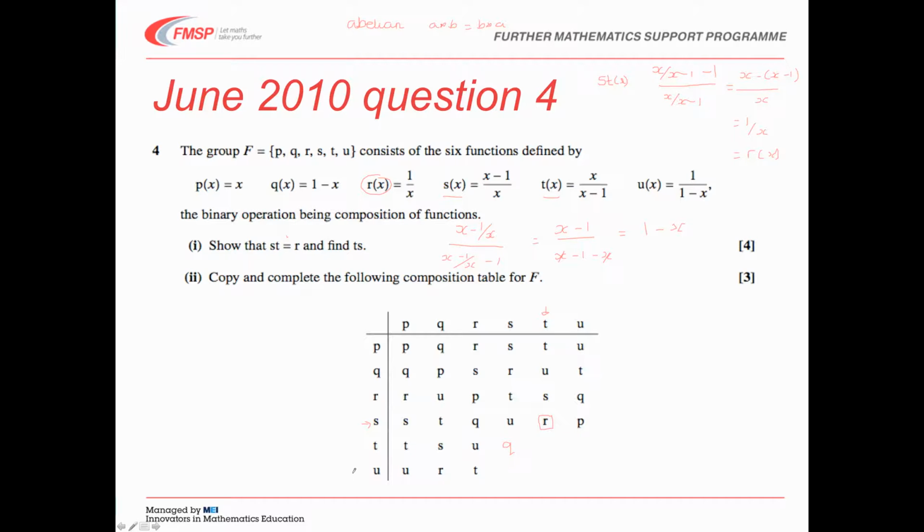So I can see that I think US is going to be equal to P, but obviously if you want to check that, it is worth doing that and checking what we get with US, but you can use that fact to help you find that if you want to. So let's put S into U. So that's 1 over 1 minus X minus 1 over X. That gives me X over X minus 1, which obviously gives me X over 1, which is X, which is the identity element P. Okay, so that one did work.